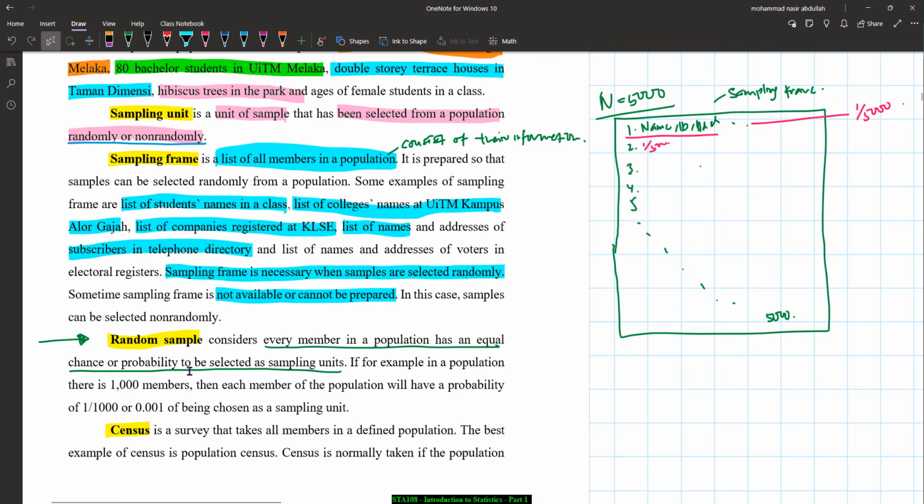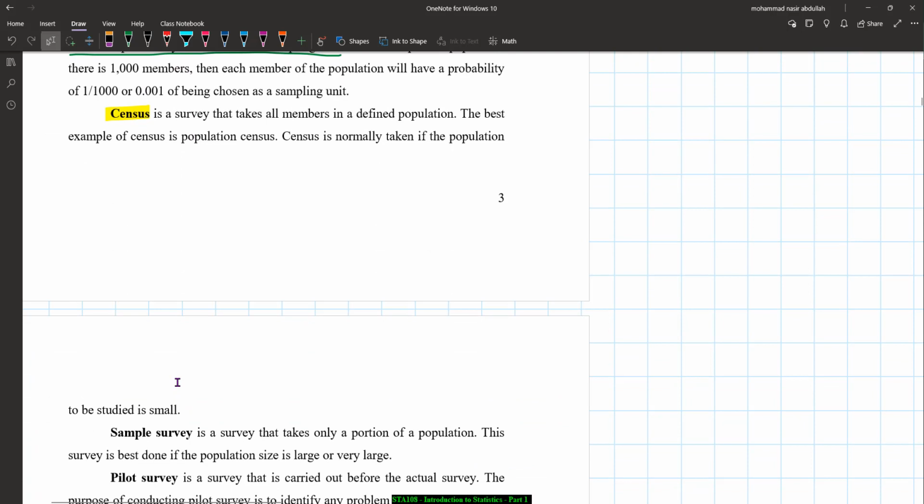If, for example, dekat sini, population there is 1,000 members, then each member of the population will have probability 1 over 1,000. Okay. Now, let's look at another term which is census. Are you okay? Boleh? So, kejap lagi I akan bagi quizzes dekat you. Census. Seorang lagi tak buka kamera, Nur Nabila, Farah Aisyah.